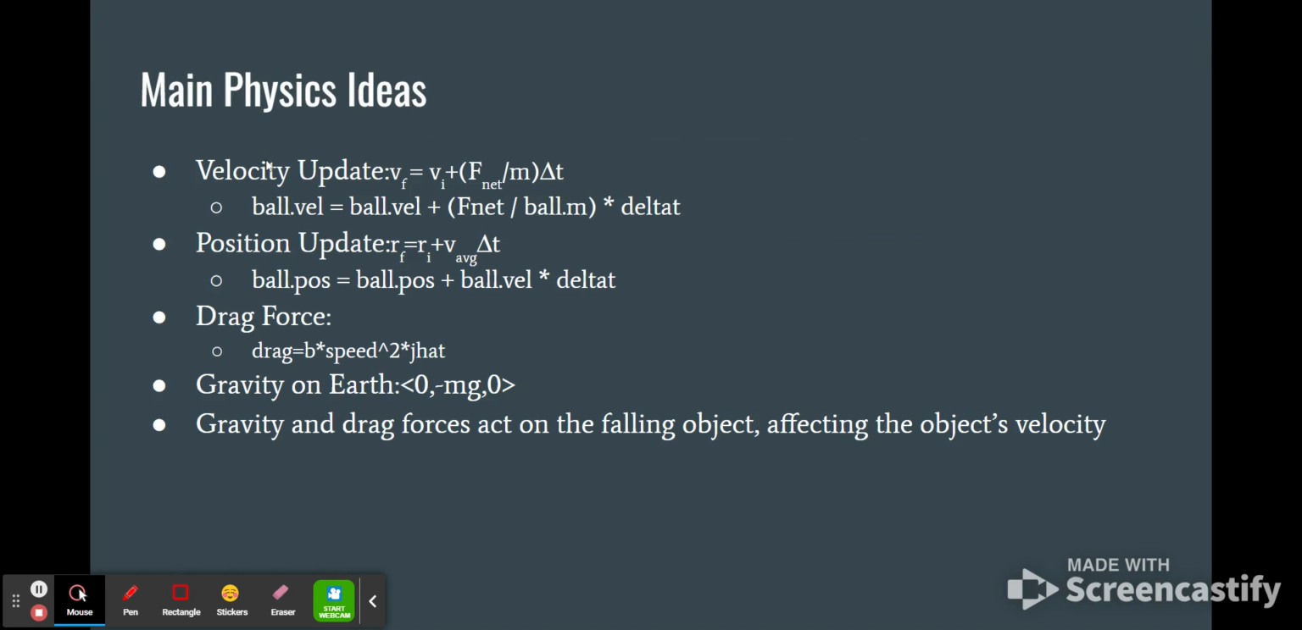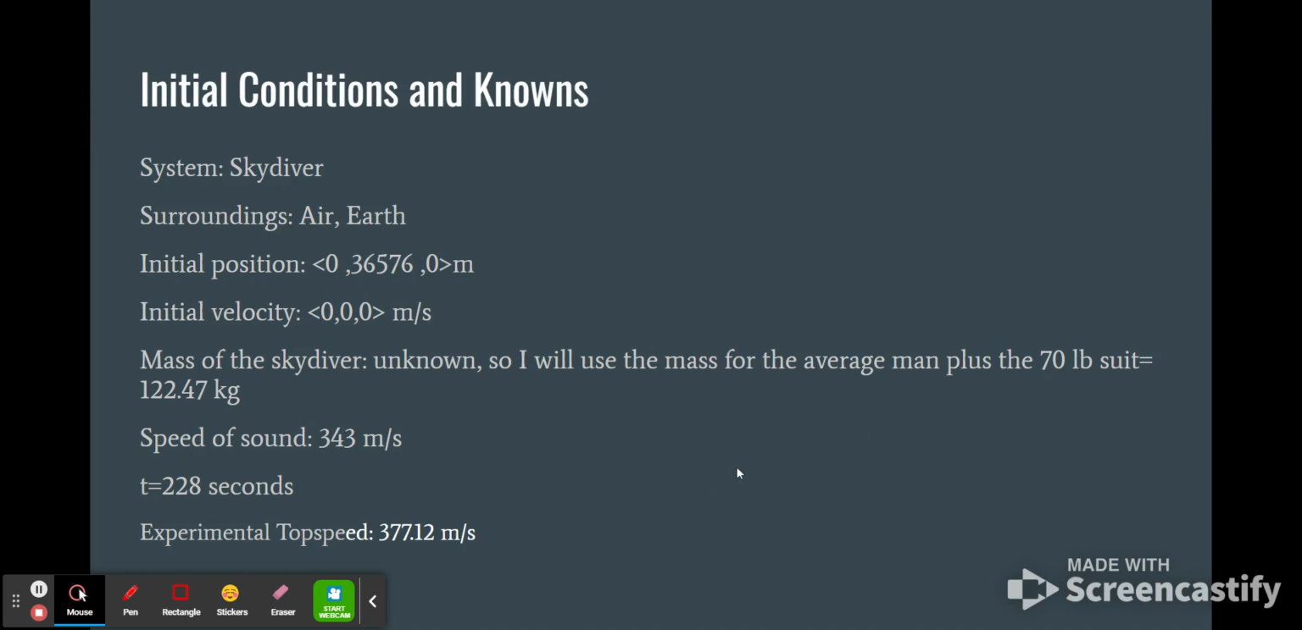So the main physics ideas: the velocity update formula and position update formula are derived from the momentum principle. Drag force, here's the equation. It is equal to the coefficient of drag force times speed squared times j hat. This is the equation for gravity on Earth, which is negative mass times gravity, and it acts in the y component. Gravity and drag forces act on the falling object, affecting the object's velocity.